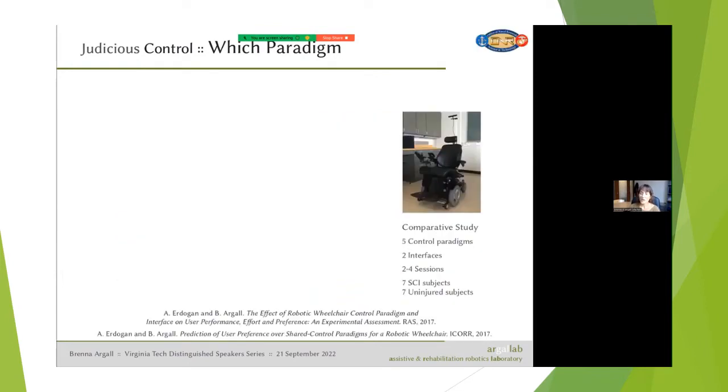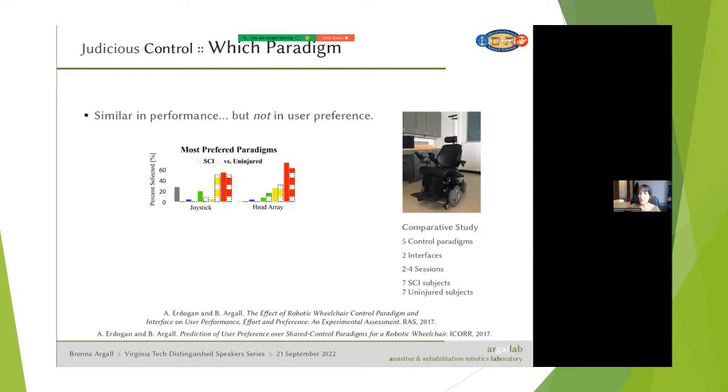None of them was more successful in terms of, or was statistically different from another one in terms of the kind of measures that we typically use in robotics, like number of collisions, task completion time, things like that. What we did, however, see was a difference in user preference. So here are the two different interfaces that we used in the study. So we used a joystick and a head array, and each of these color bars represents a different control paradigm.